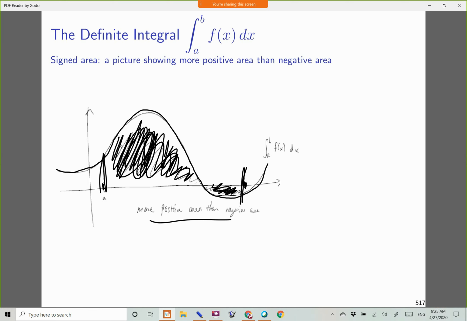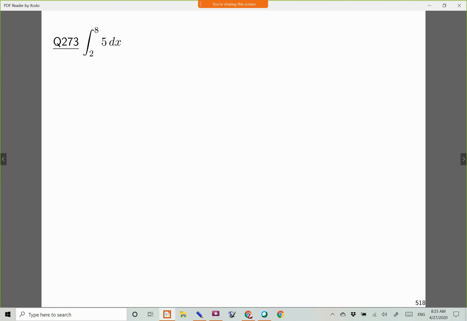This all sounds a little abstract with these kind of wavy pictures, and don't worry, we will actually come up with a way to find areas of this kind of region on Wednesday. But to get started and to make things as concrete as possible, we're going to start with nice shapes where we can compute using some geometry formulas. So I would like to look at this definite integral from 2 to 8 of 5 dx. So I'll state the language here again.